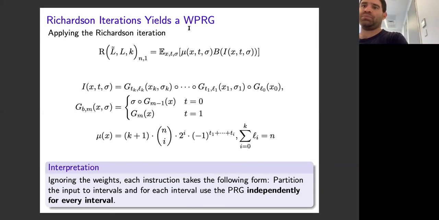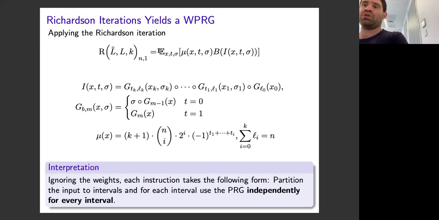So if you compute the general Richardson iterations, the point, and this is the first main observation, is that it looks like a weighted PRG. It looks like a weighted sum over sequences, true sequences for the BP. And how do these sequences look?